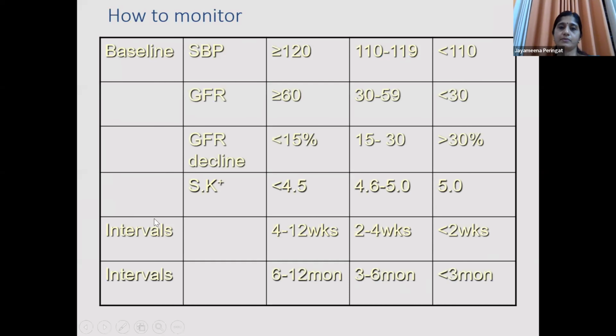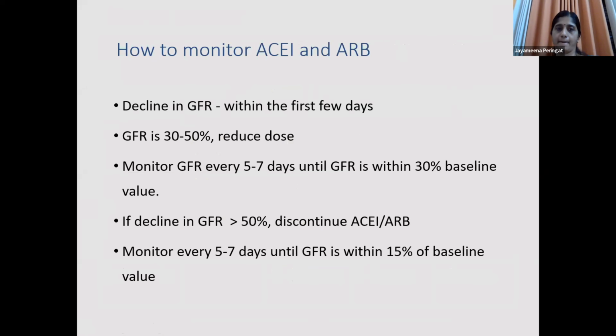So when should you check for all these things? It depends on the baseline GFR. It depends on the baseline systolic blood pressure. If the patient has a decreased blood pressure, you should check within 2 weeks. If the patient has a normal blood pressure, it can be within 4 to 12 weeks. Okay.